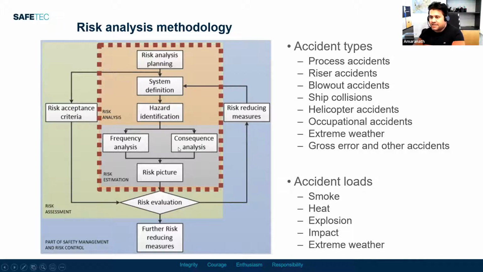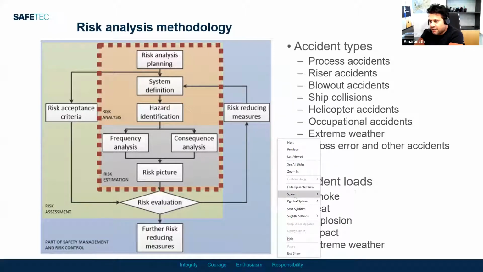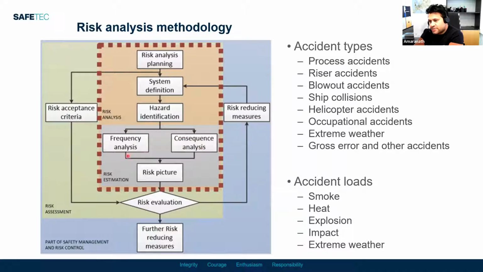The risk analysis, as I mentioned earlier, has two different parts. We have the frequency analysis and the consequence analysis. The frequency analysis is based on the accident statistics that we have, and the consequence analysis in modern days is based on advanced CFD calculations. So we can look into that later. Based on the frequency analysis and the consequence analysis, we will establish our risk picture.